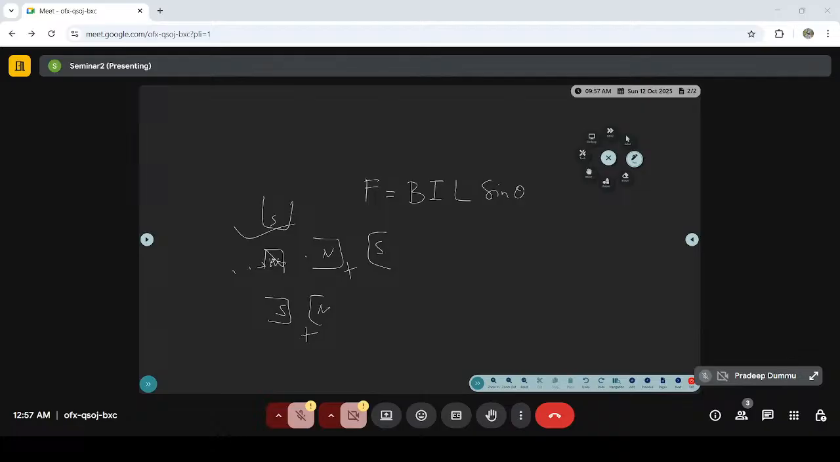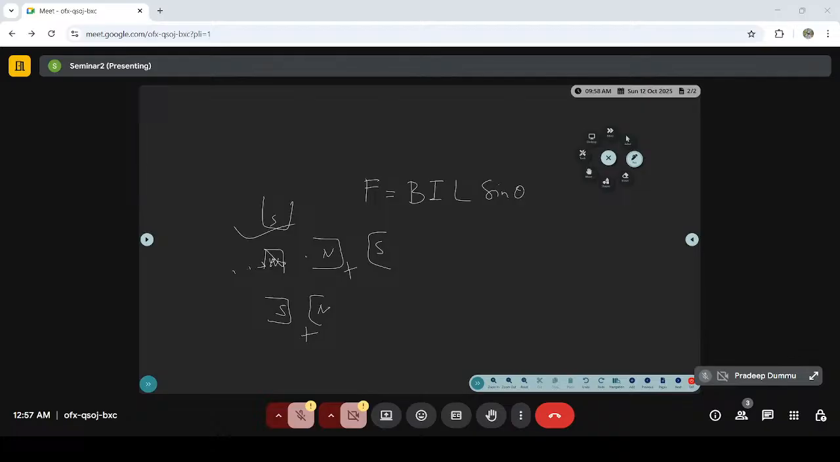The middle finger indicates current direction. The index finger indicates magnetic field direction. Automatically you will know the direction of the rotation of the armature. So we have to apply Fleming's left hand rule, not the right hand rule. Right hand rule is for the generator, left hand rule is for the motor. All should be at 90 degrees, definitely.